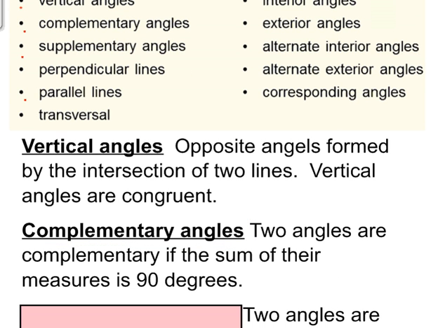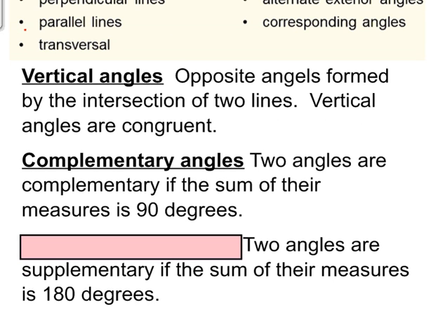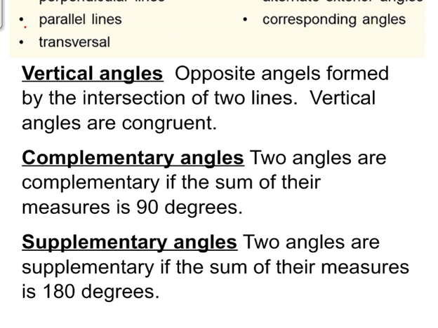Complementary angles: two angles are complementary if their sum measures 90 degrees. So if you can add the two angles together and get 90 degrees as your answer, then they are complementary. Supplementary angles: two angles are supplementary if the sum of their measures is 180. In other words, if they add up to 180, which would be a straight line.